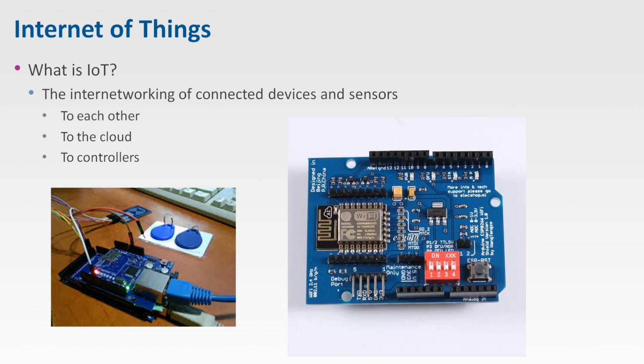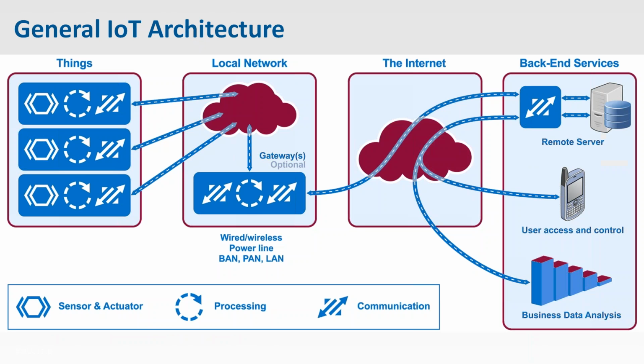So just a few preliminary words. I think you're here because you've heard of Internet of Things. Obviously, it's a big topic. And we're really just talking about the internetworking of connected devices and sensors. These can be connected to each other, to the cloud, to various controllers. So sensor networks, controlling of specific devices, the various communications that take place are all things that, working together, comprise the Internet of Things, or IoT.